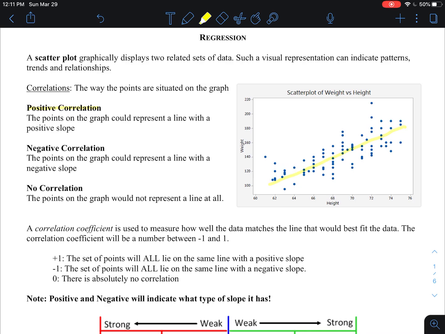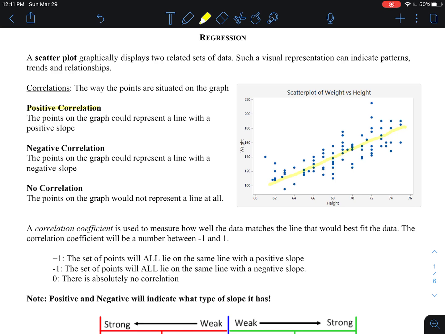Now, when studying linear regression, there was a value that you spent time looking at called a correlation coefficient. And this number is just used to measure how well data matches the line that would best fit it. So how close is all of the scatter plot to that line? And we used to call that the line of best fit. So if you look at the data in this scatter plot up here of weight versus height, you can see that the majority of this data is not very close to the line.